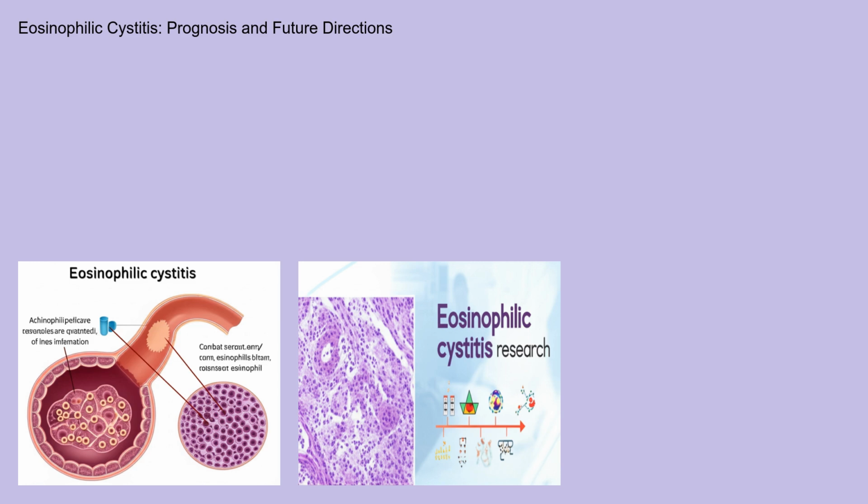Research continues to explore the underlying mechanisms of eosinophilic cystitis and develop more effective treatment strategies. Recent studies are investigating the role of specific inflammatory mediators and potential targeted therapies to reduce inflammation and improve bladder function. Emerging research is also focusing on identifying biomarkers that can aid in early diagnosis and predict treatment response. While eosinophilic cystitis can be a challenging condition, ongoing research and advancements in treatment offer hope for improved outcomes and a better quality of life for affected individuals.